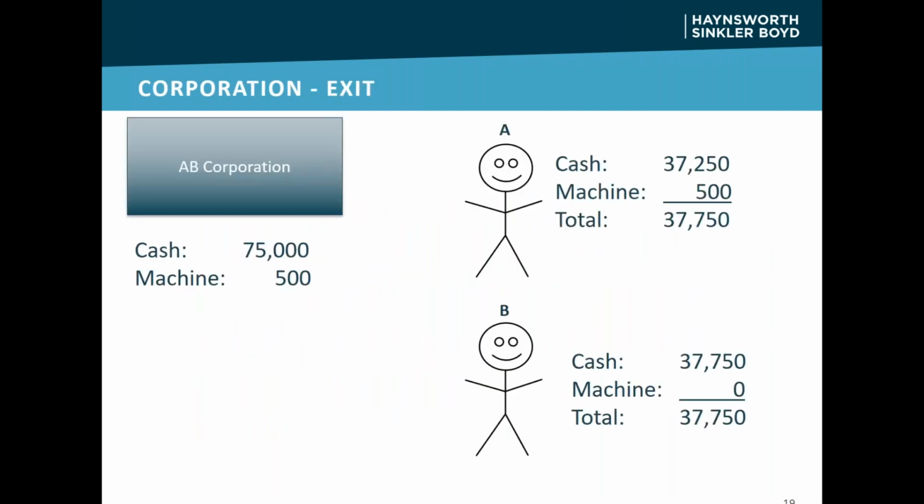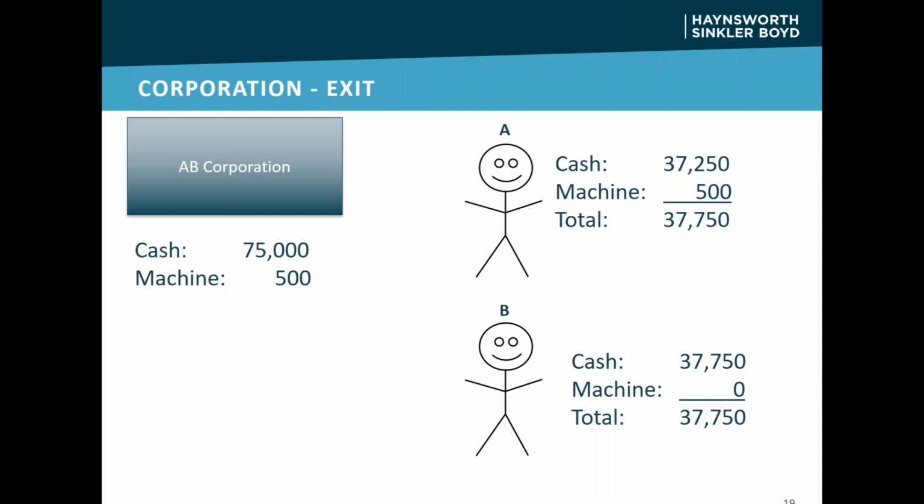So in this example, again, we have AB Corporation that only has $75,000 of cash and the $500 machine, distributing half of that to each partner. So A gets $37,250 worth of cash and their machine, and B gets $37,750 worth of cash. But in this example, note that if the machine was depreciated and was only worth $200 now, the corporation itself would have to recognize a loss on the machine before distributing it to A.